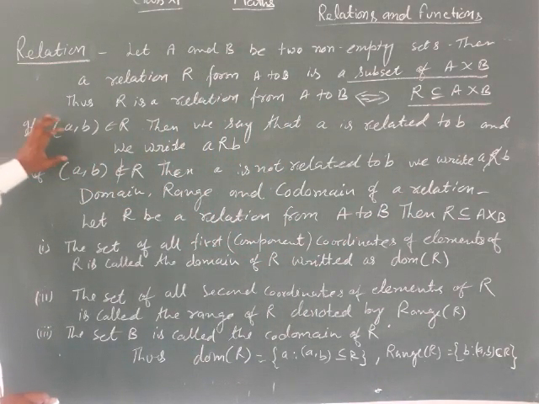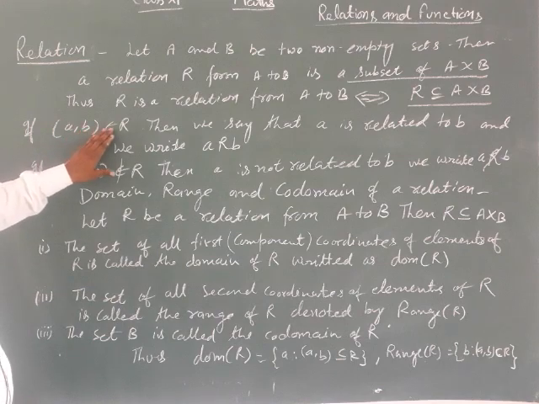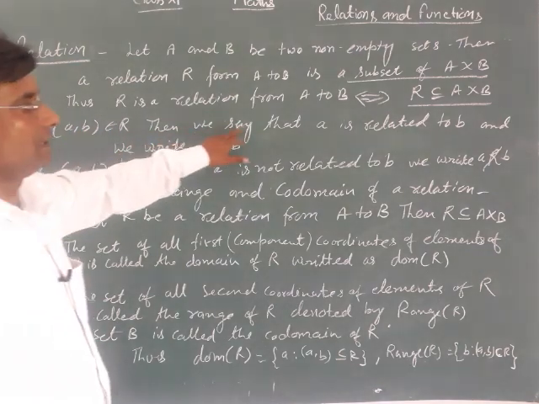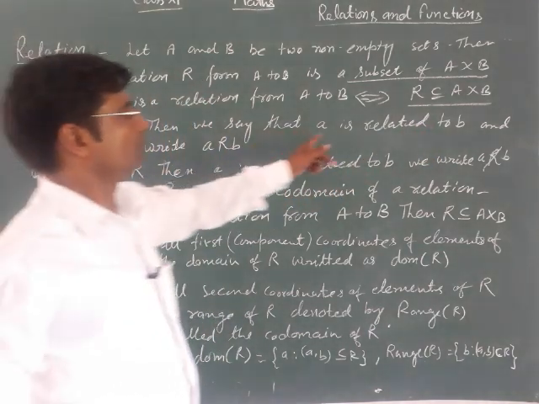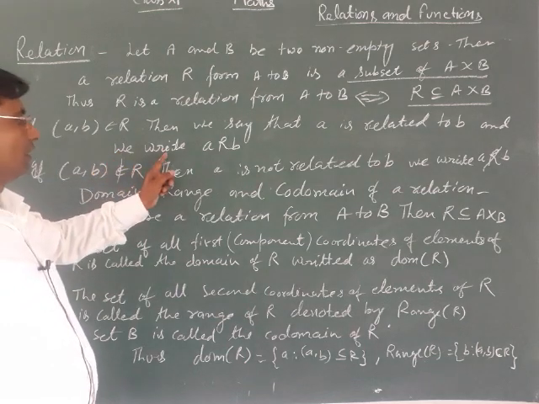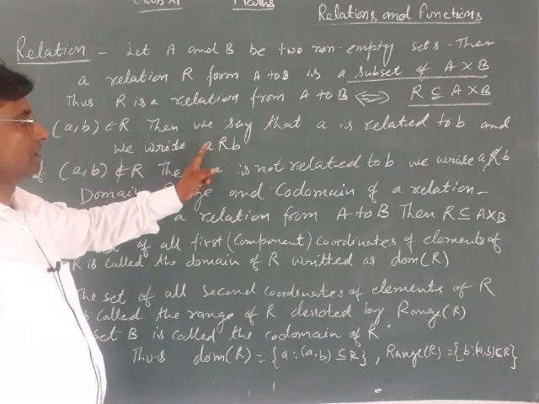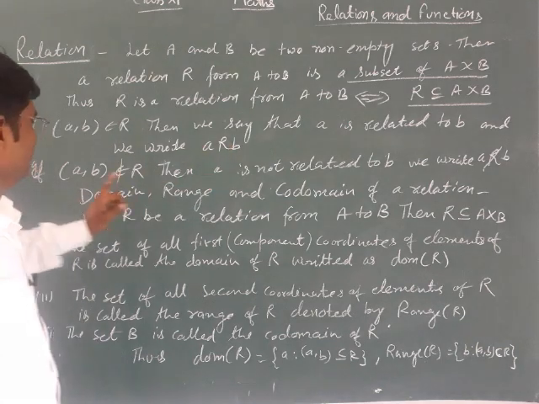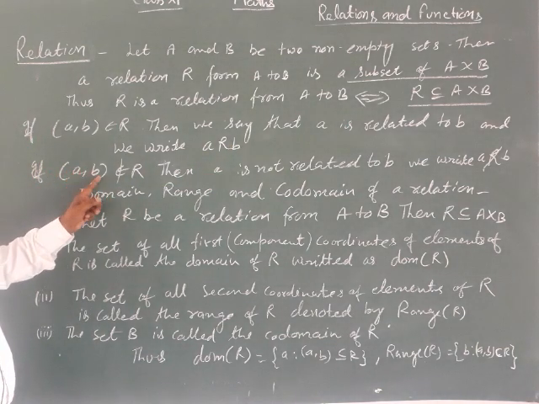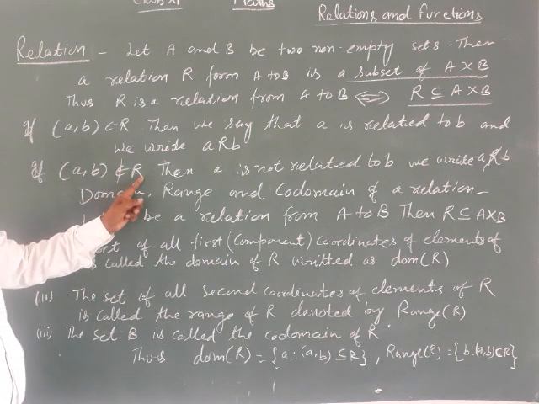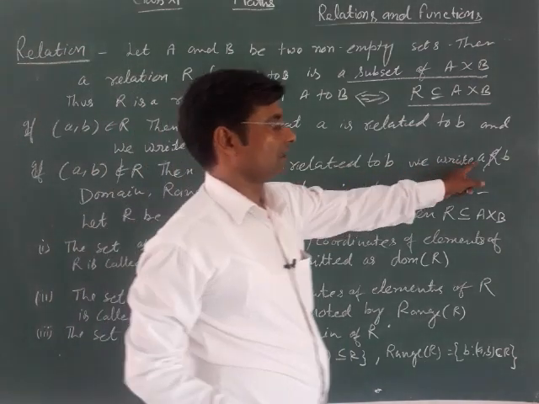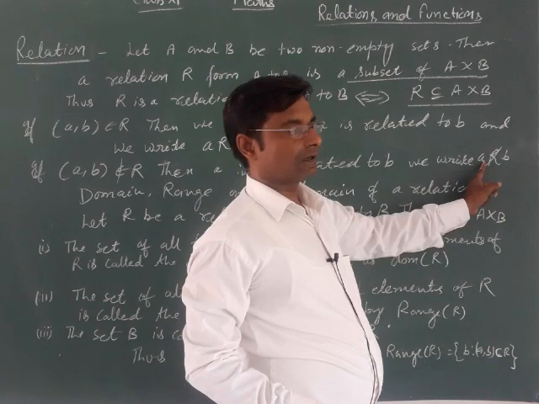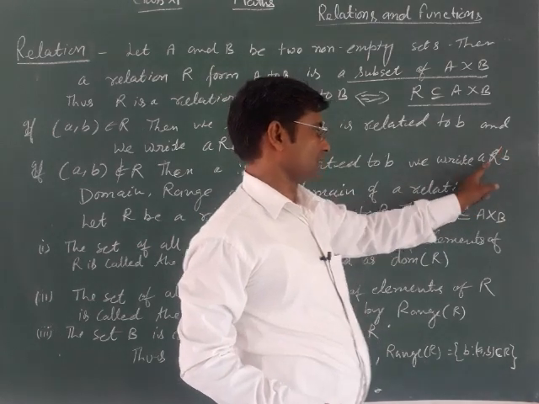So now if the ordered pair (a, b) belongs to R, then we say that a is related to b, and we write a R b. If a is not related to b, so the ordered pair (a, b) does not belong to relation R, then a is not related to b. We can write a not related to b, or with a cut.